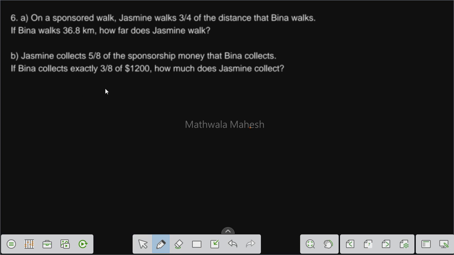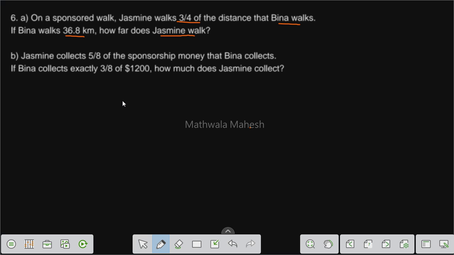Sixth one. On a sponsored walk, Jasmine walks 3 by 4 of the distance that Bina walks. If Bina walks 36.8 kilometers, how far does Jasmine walk?